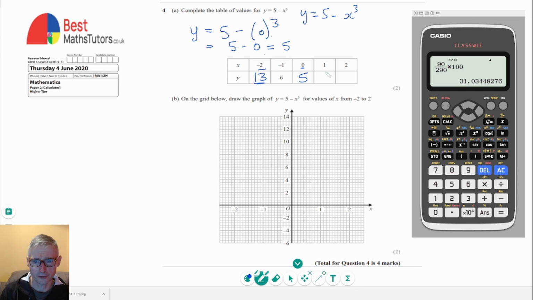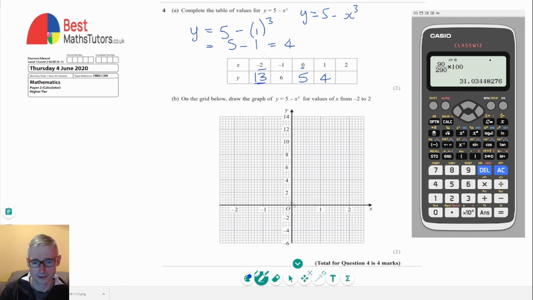We're now going to look at the next value, and we're going to have, this time, the one that goes in the brackets is the 1. I'm going to cube that. So we've got the 1 cubed is just 1. And we've got 5 minus 1 cubed being 1. 5 minus 1 is 4. So that's the value going there.